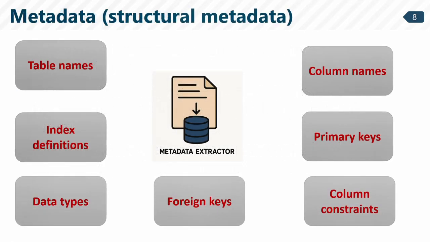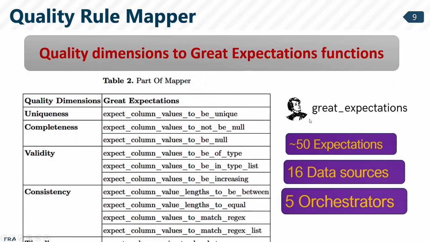In this slide, we show the main elements of metadata extracted from the data source, like table names, index definition, data type, foreign keys, column constraint, primary key, and column name. But why do we convert to Great Expectations? Great Expectations is an open source Python library with more than 50 expectations, 16 data sources, and 5 orchestrators.